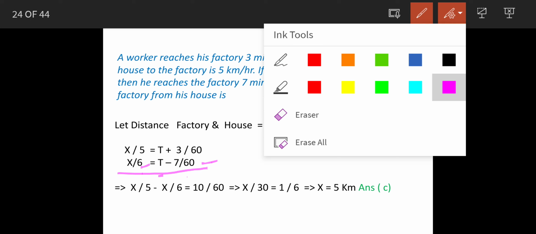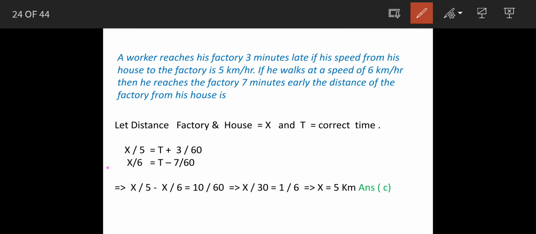Now we'll solve them. So you just subtract this equation from the one which is above, and you'll get this result: x upon 5 minus x upon 6 is equal to 10 by 60. So finally you'll get x by 30 is equal to 1 by 6, and x is equal to 5. That means the distance of his factory and house is 5 kilometers. Answer is option C.